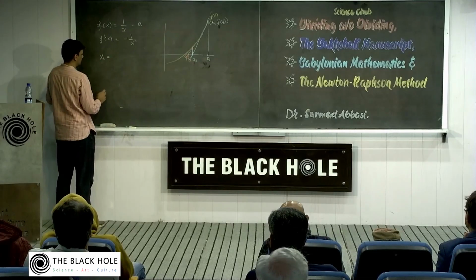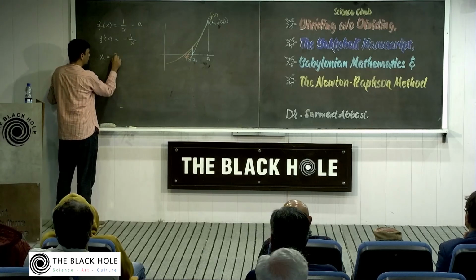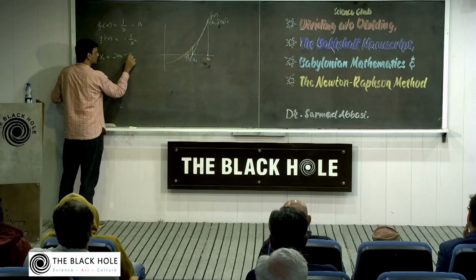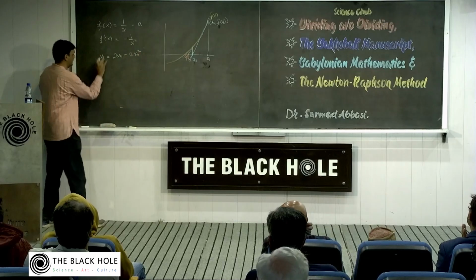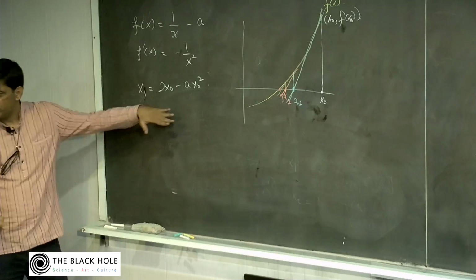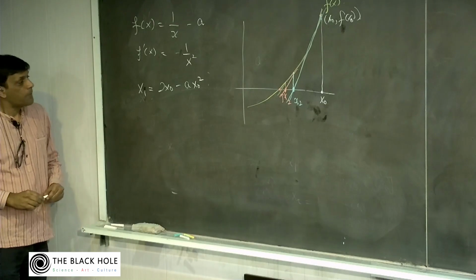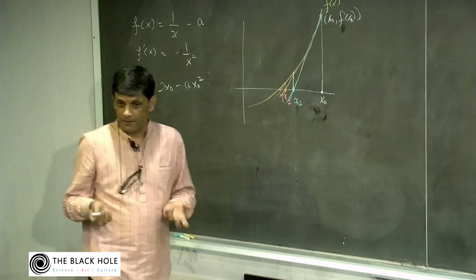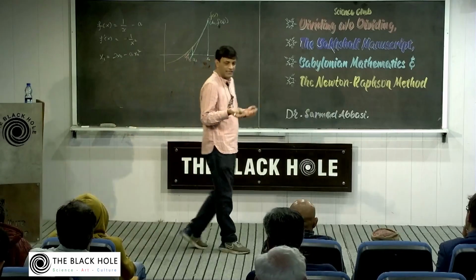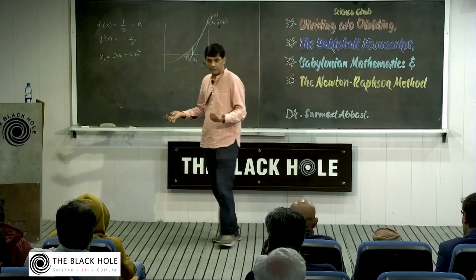So the question is, how good is this? Let me write down this iteration. What was it? 2x. That was the iteration, right? We found. Okay. So how do we measure error? All right. So let me say something very elementary. There are two ways of measuring errors, right? One is relative error and the other is called absolute error.